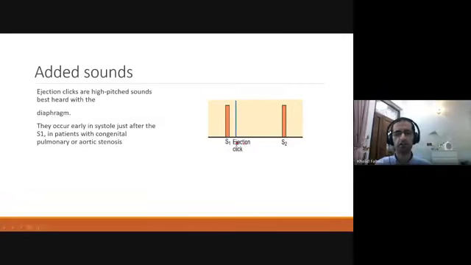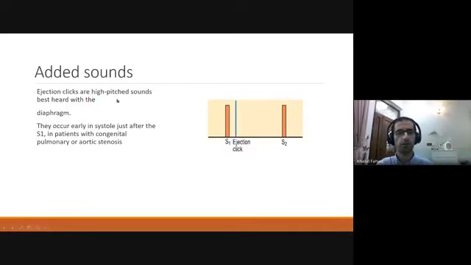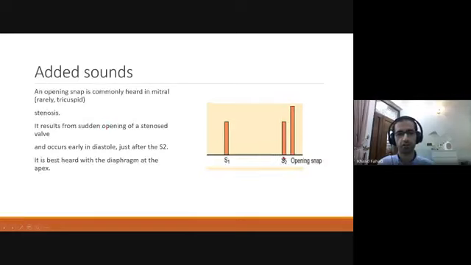Another sound is the click, the ejection click. It is a high-pitched sound, best heard here with the diaphragm also. The difference between the click and the snap is that the snap usually occurs in diastole, while the click usually occurs in systole. So after the first heart sound, after closure of the atrioventricular valves in systole, the pressure in the ventricles exceeds the pressure in the aorta, and there will be sudden opening of the aortic and the pulmonic valve. So they occur early in systole, while the snap occurs early in diastole.